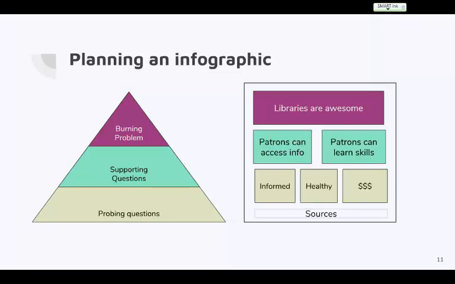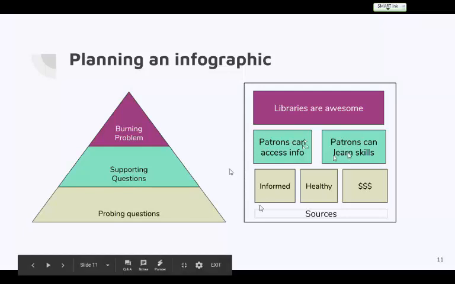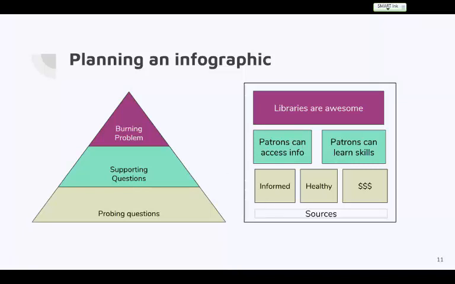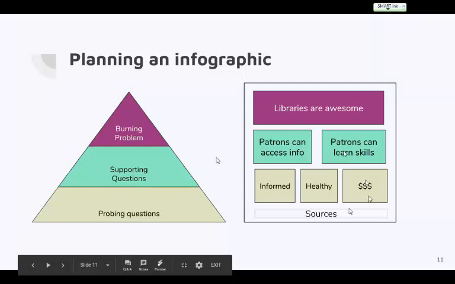So this is a very rough mock-up of how an infographic will be structured. So you can see the burning problem, which I guess it's not really a problem, it's more of an answer. Libraries are awesome. The supporting questions are answered by patrons can access info and can learn skills. And the probing question was what impact it has, which is that patrons in the community are informed, they're healthy because they have access to health information sources, and are financially stable because they're able to access career information and stuff like that.